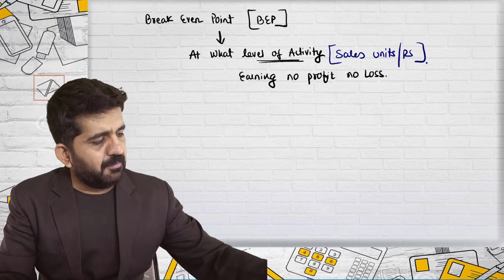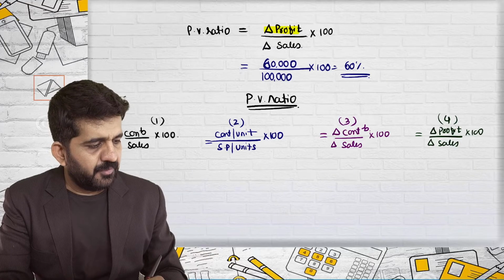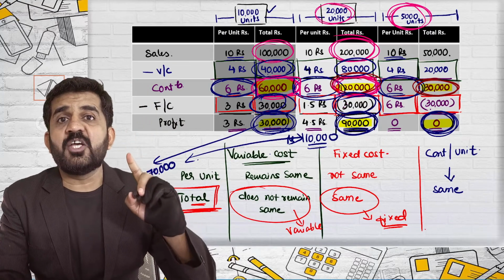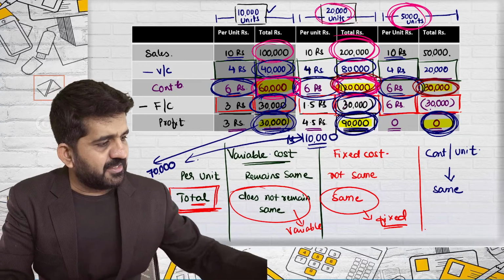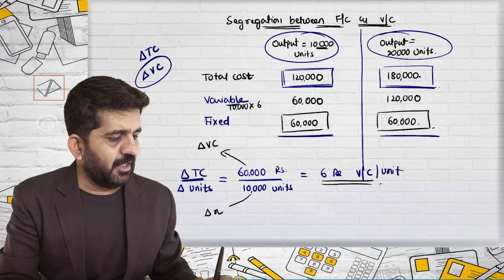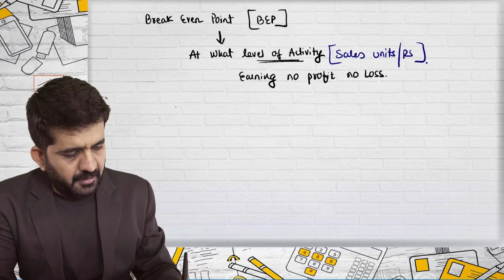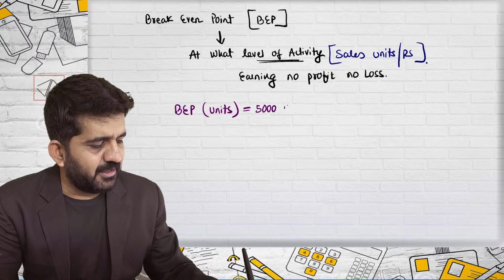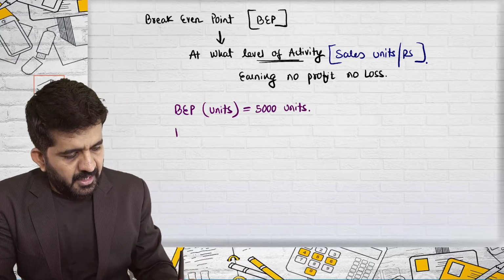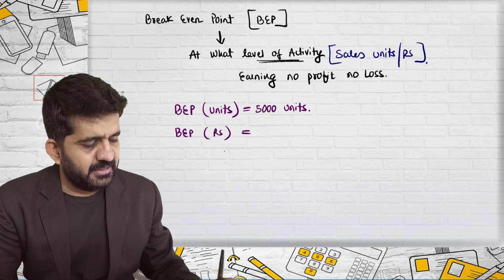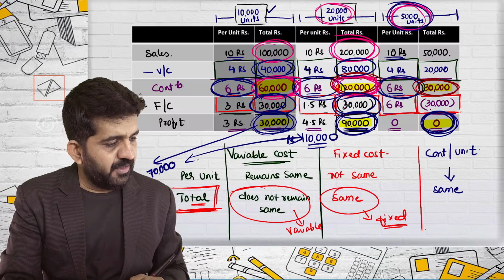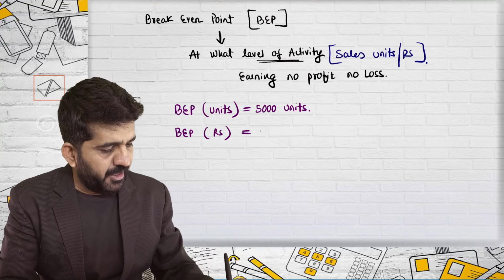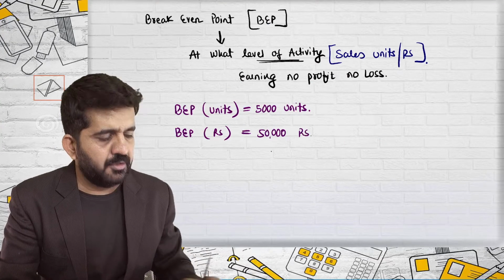How will I find out in my Pani Puri example? We have already got the answer. See, here there is zero profit, right? So what is our break-even point in our example? In the Pani Puri example, break-even point is 5,000 units. Break-even point in units is 5,000 units. And break-even point in rupees: the sales in rupees at 5,000 units is 50,000 rupees. So break-even point in rupees will be 50,000 rupees.